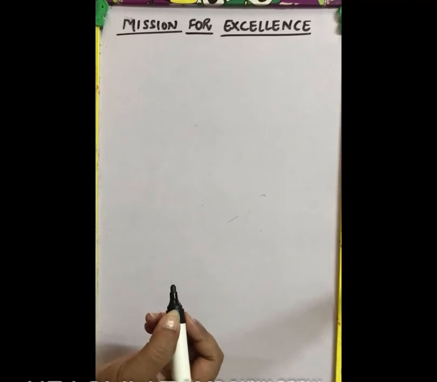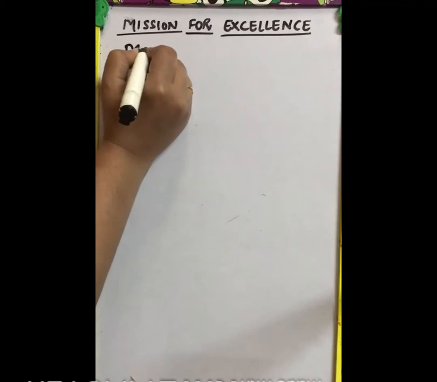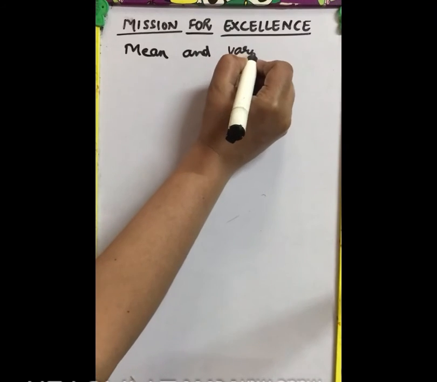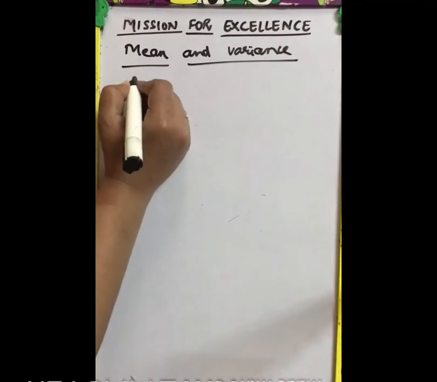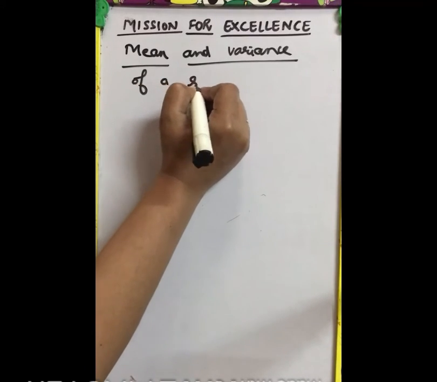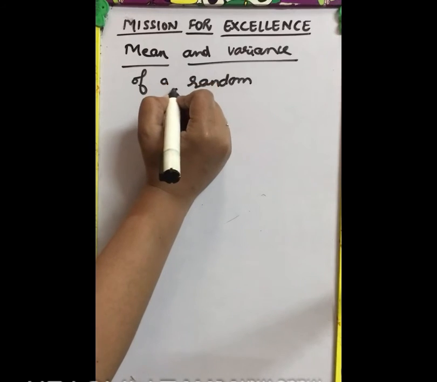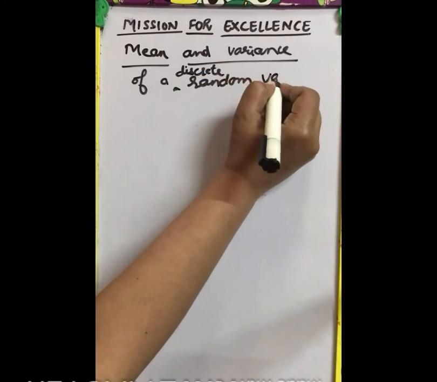Today we will do mean and variance of a random variable, or you can say discrete random variable.